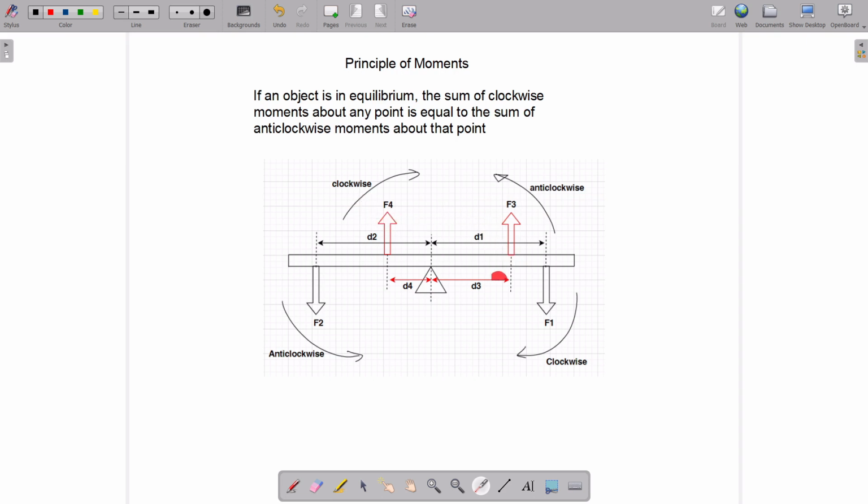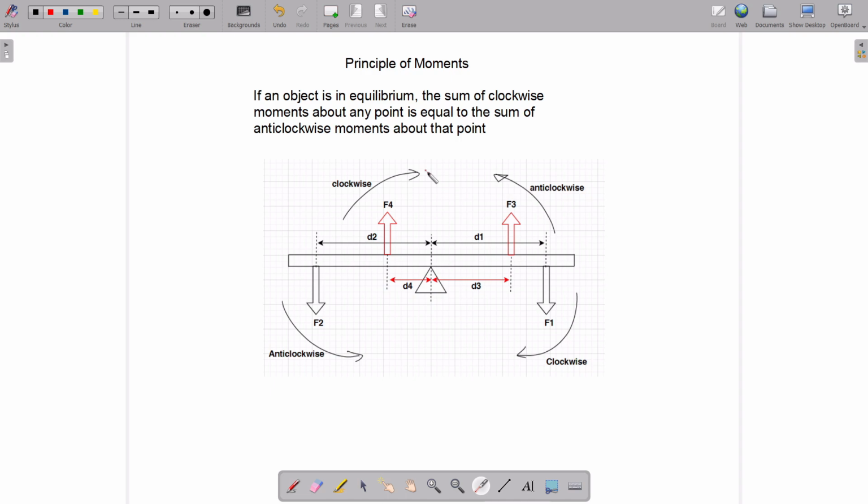Now F3 is acting at a distance D3 from the pivot, and F4 is acting at a distance D4 from the pivot. F3 is acting upwards, and if it should cause turning about this pivot located in the middle, then it is going to act in this direction to cause this object to move upwards. Then from our arrows, we can tell that F3 is acting anti-clockwise. F4 is going to cause it to move in this direction. So we have F3 and F2 acting anti-clockwise. F1 and F4 are acting in a clockwise fashion.